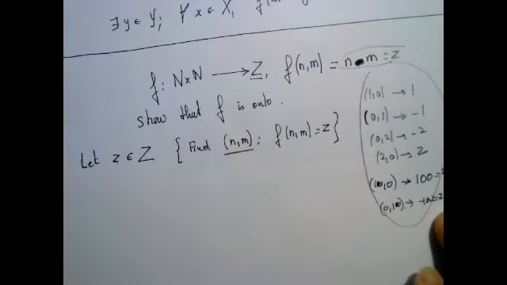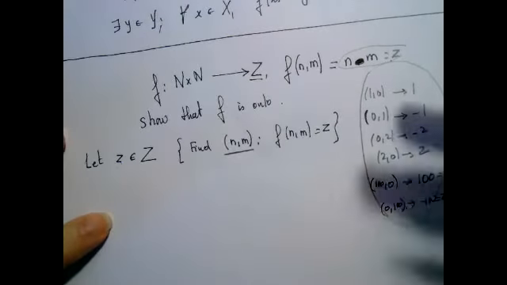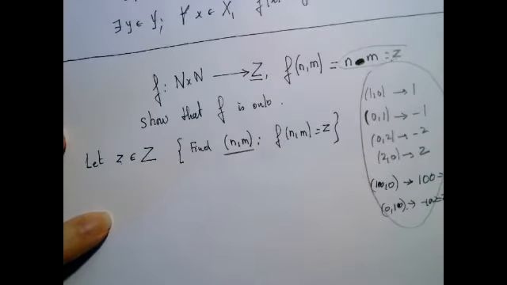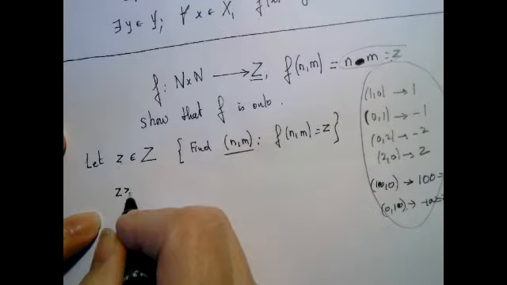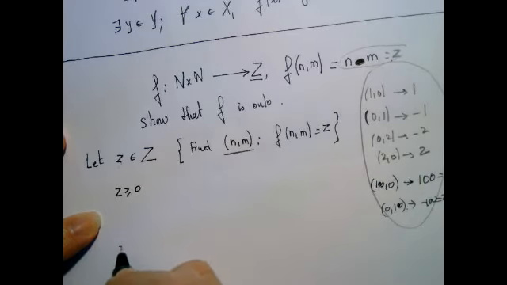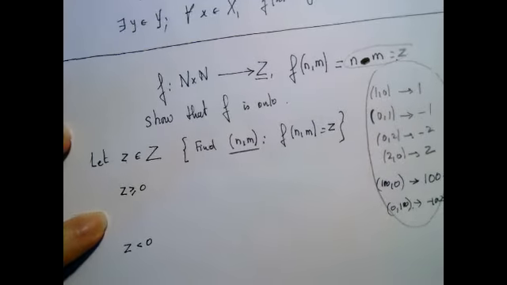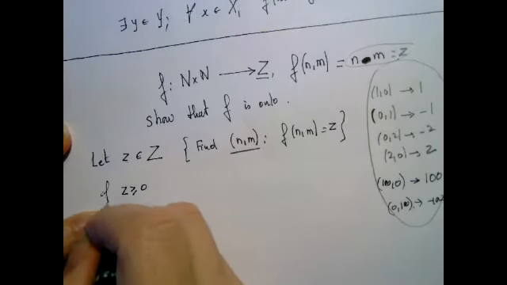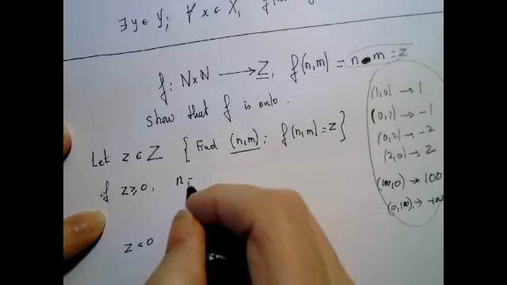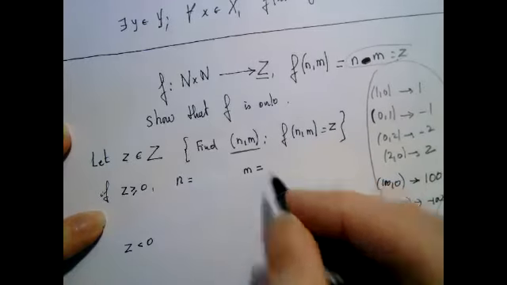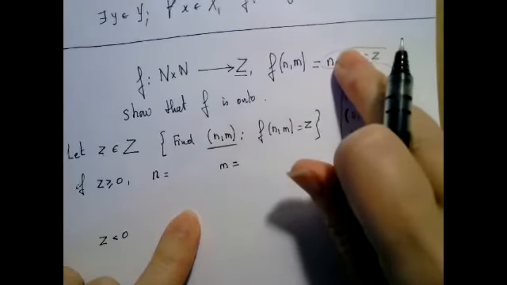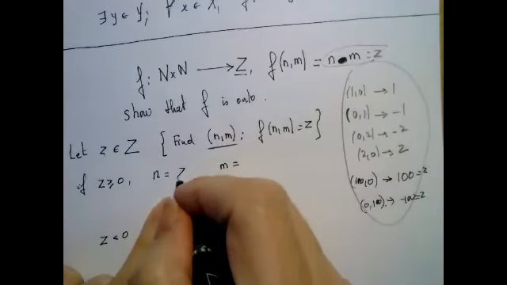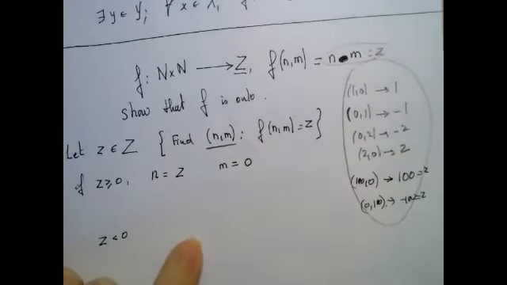How do you think we're going to make this into an argument? I cannot just give you numbers because you have to show it for every Z. I cannot sit here and list every Z. So how are we going to make an argument? We're going to break this up into Z positive and Z negative. If Z is positive, what should I take n to be and m to be? Now the picture should be very clear. If Z is positive, I can just take n to be Z and m to be 0.